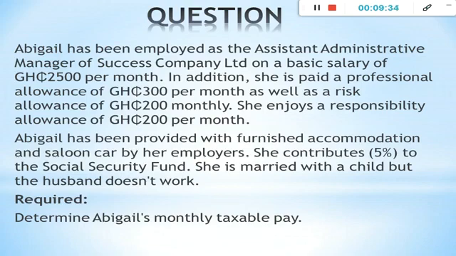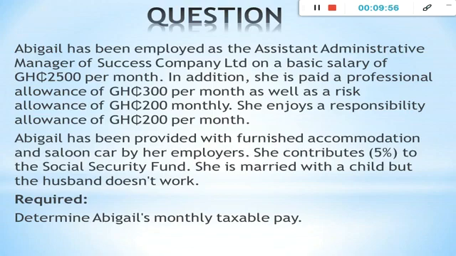Now let's look at the question. Well, let's analyze it before we solve. Now we're given the base salary. Remember, we're going to use this. And we have the various cash allowances: professional allowance of 300, risk allowance of 200, responsibility allowance of 200. Now we move on. We also have furnished accommodation, which is a non-cash allowance.